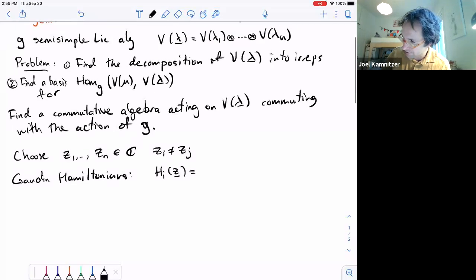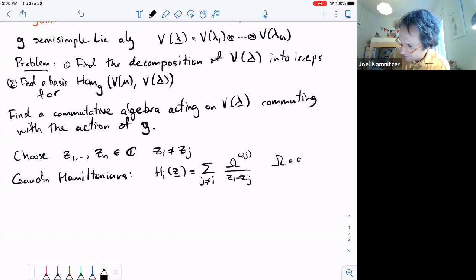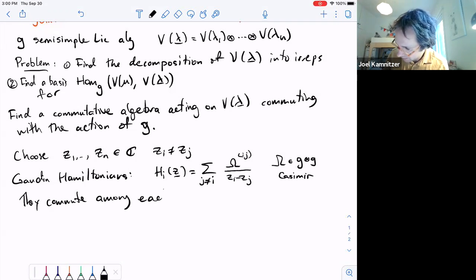The n here corresponds to the number of factors in this tensor product. For the ith one, we sum over all other tensor factors, j not equal to i, and we insert the Casimir in the i and j spots and divide by z_i minus z_j. So this omega in g tensor g is the Casimir, and this omega to the upper ij means you act with that Casimir on the i and j spots. These guys first of all commute among themselves, and also with the diagonal action of the Lie algebra on this tensor product.